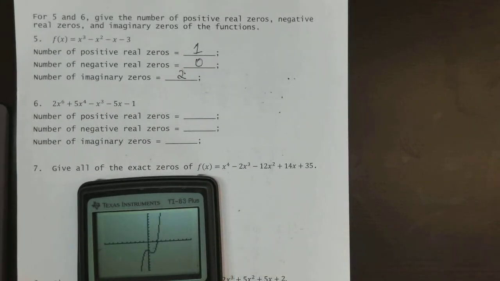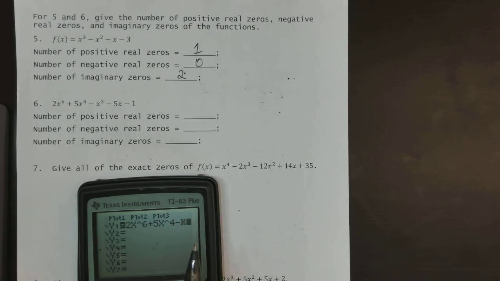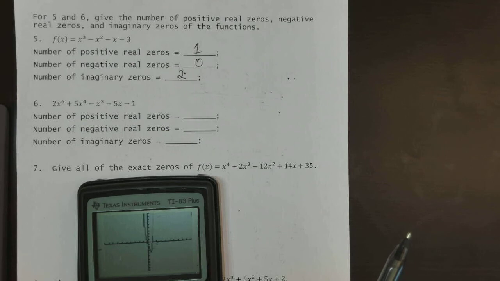Okay, number 6, y equals 2x to the 6th plus 5x to the 4th minus x to the third minus 5x minus 1. Graph that. There it comes.